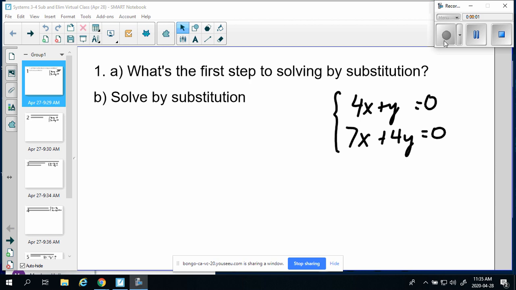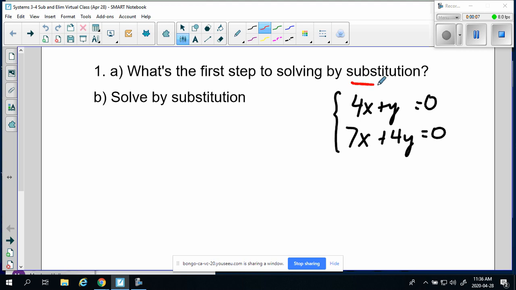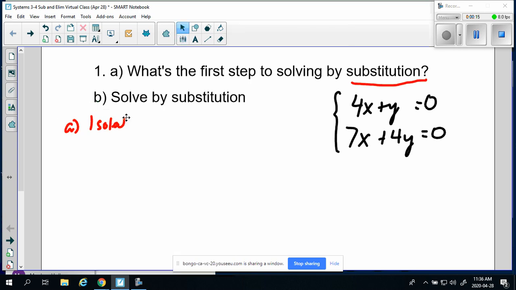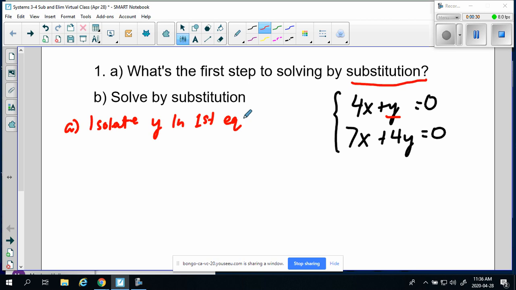So this question asks us to solve by substitution. So the first question is, what should I do first? What's the first step? Now, normally in substitution, you want to isolate a variable. It doesn't technically matter which one you isolate, but sometimes there is one that's easiest to isolate. And the one that is mostly already isolated, which is this, is the easiest one. So I'm going to isolate y in the first equation.